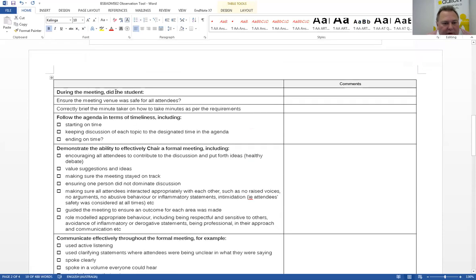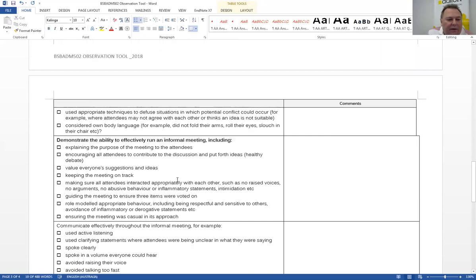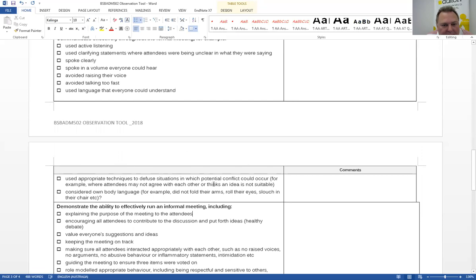Again, during the meeting, did the student demonstrate the ability to effectively run an informal meeting, including explaining the purpose of the meeting to the attendees, encouraging all attendees to contribute to the discussion and put forth ideas and healthy debates, value everyone's suggestions and ideas, keeping the meeting on track, making sure all attendees interact appropriately with each other, such as no raised voices, no arguments, quite similar to the previous one.